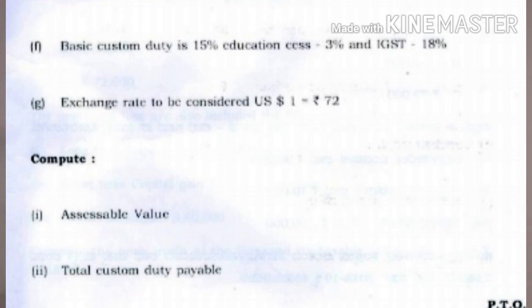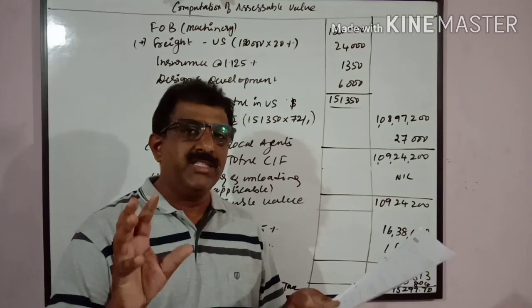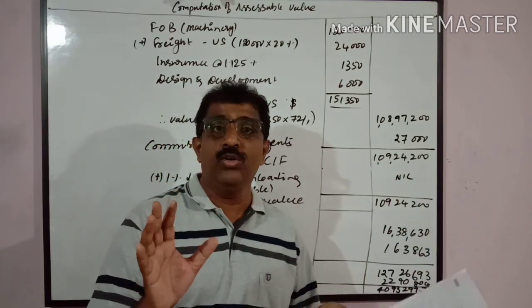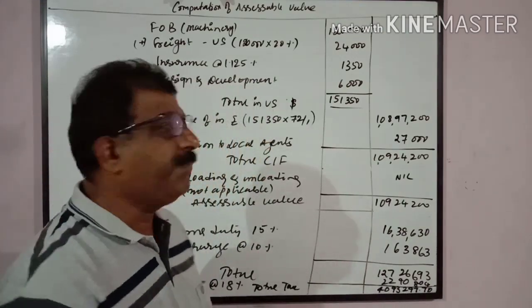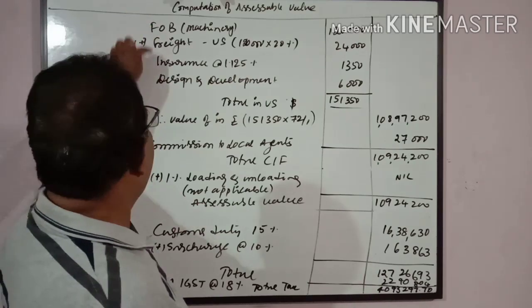This is one of the easiest concepts, computation of customs duty and IGST. Total customs duty and IGST is the amount of tax payable to government. Now I will tell you how to calculate the value for tax purpose. Whatever is given in dollars, you kindly take those values.